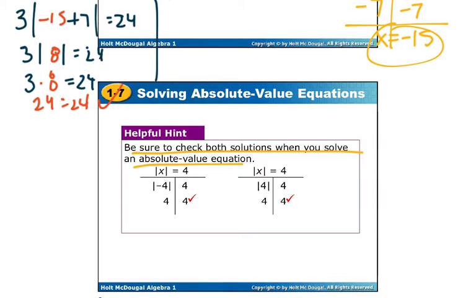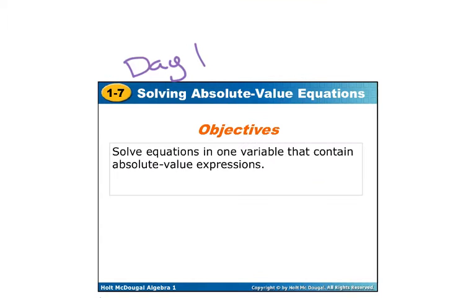Alright, so that's the end of the 1-7 notes, and those are the types of problems that you will see on the 1-7 Day 1 assignment.